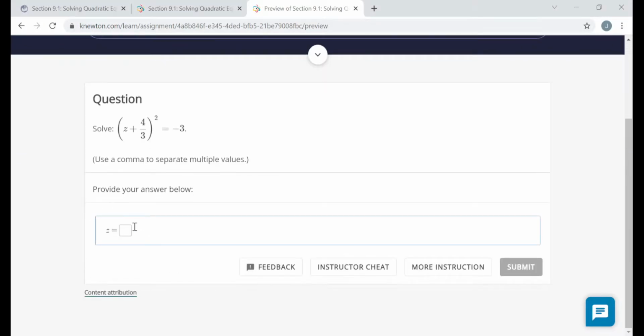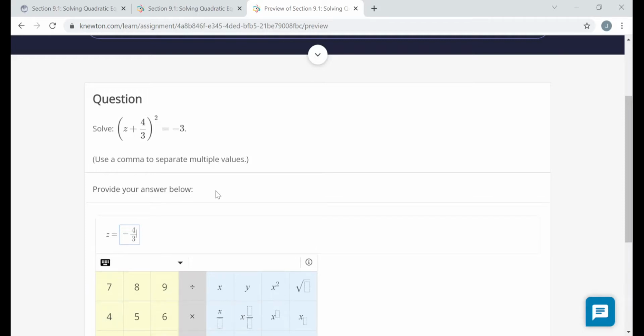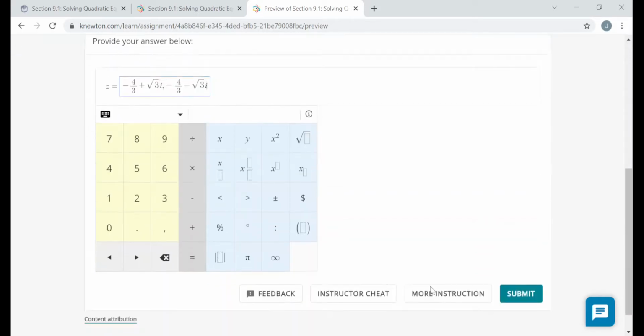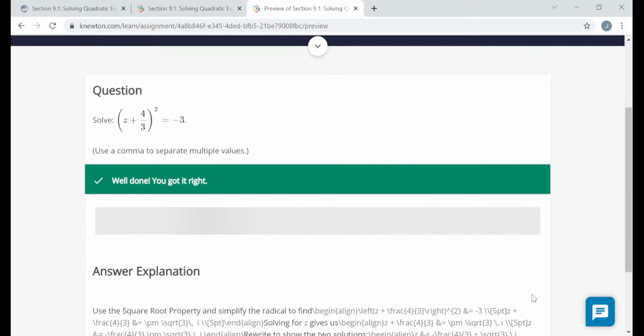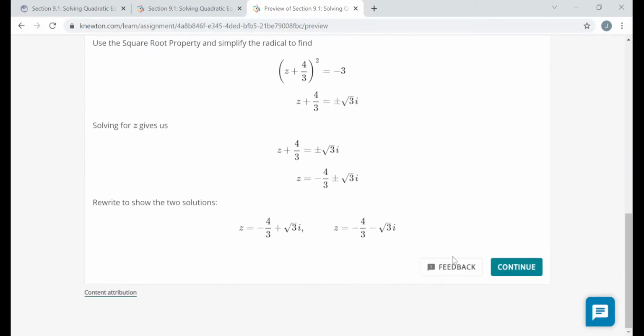All right, so back here, z equals negative 4/3 plus the square root of 3 times i, and then a comma. Again, make sure the i is not inside the square root. And then the other one is negative 4/3 minus the square root of 3 times i. Wonderful. Okay, and again, please read through your answer explanations. All right, moving on.